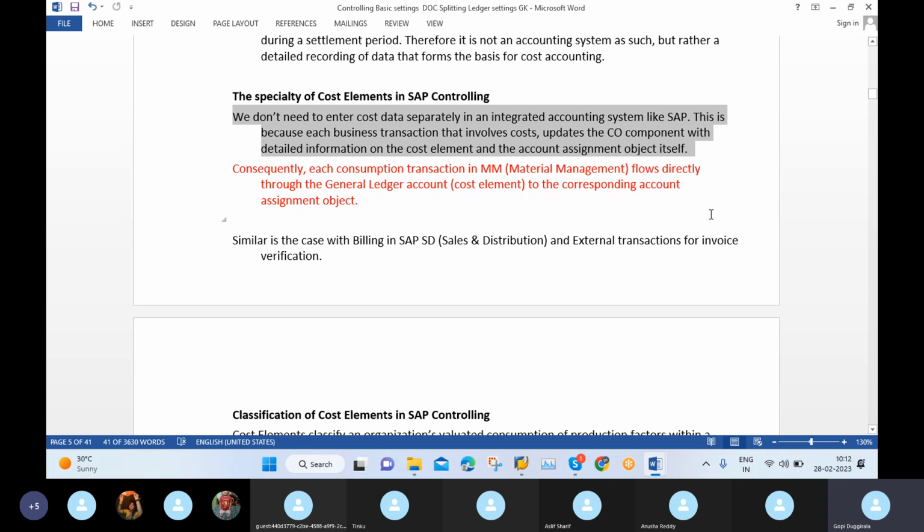Where it comes to SAP, SAP is an ERP software. So in this SAP, you cannot create separate cost data in the controlling module. No, we don't want. Why? Because in the finance module itself, we can create cost element. Whatever transactions running in finance, those transactions are automatically captured in controlling.